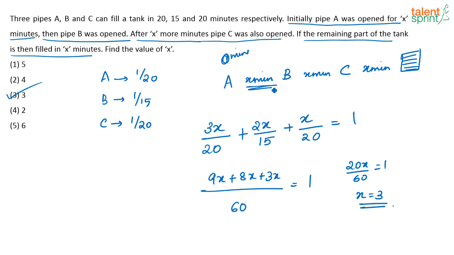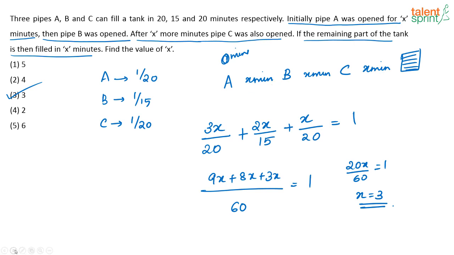If you look at it, A is working for X plus X plus X, 3x minutes. B is working for X plus X, 2x minutes. C is working only for the X minute. Right? After X more minutes C was opened, if the remaining part of the tank is filled in X minutes. So C totally is working only for X minutes.